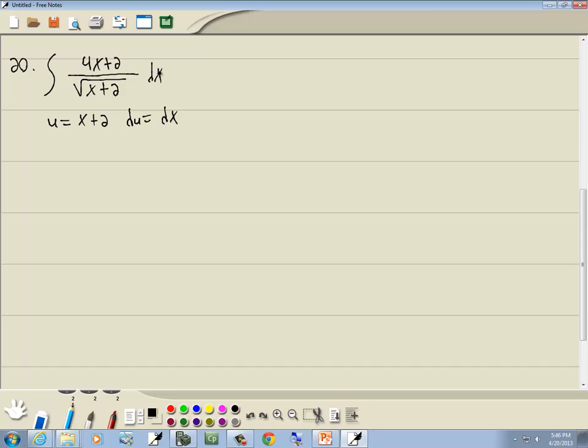Well, again, that's handled, this is handled, but we've got an extra x up here. So I'm going to come over to u equals x plus 2 and solve for x. I'll take 2 to the left side, so we've got u minus 2 equals x. So this x plus 2 here is going to be replaced by u. The dx is going to be replaced by du. And then this x up here is going to be replaced by u minus 2. So let's see what we get. We've got 4 times u minus 2 plus 2 over square root of u du.